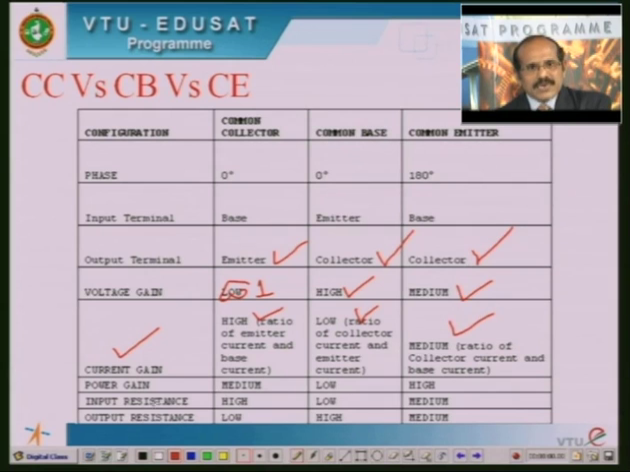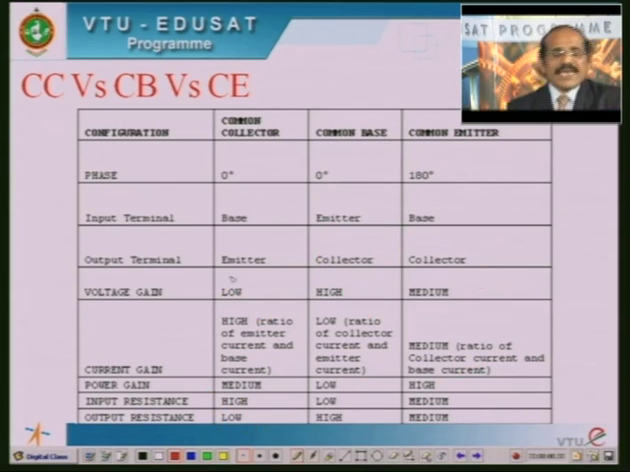If you compare the power gain, for common collector it is medium, for common base it is low, and it is high in common emitter. If you compare input resistance, the input impedance is very high in common collector, and the output resistance is very low in common collector compared to the other configurations.